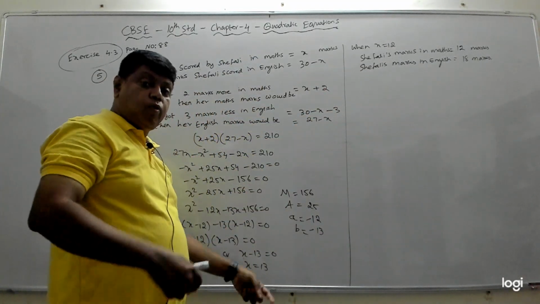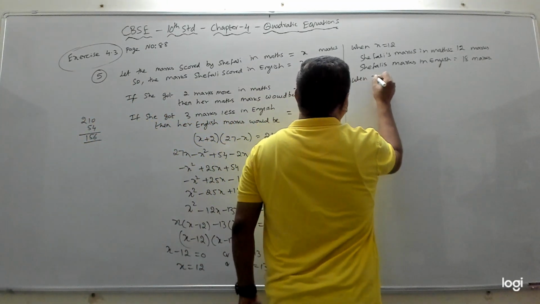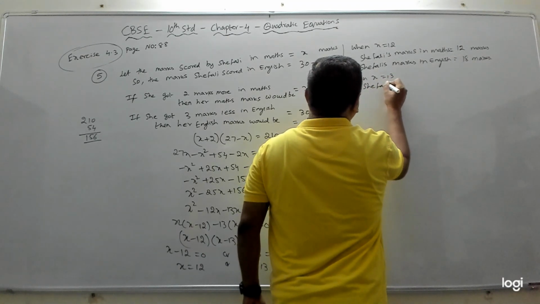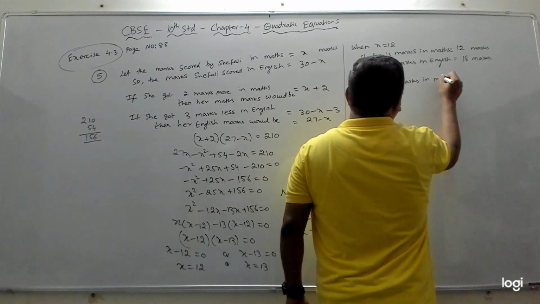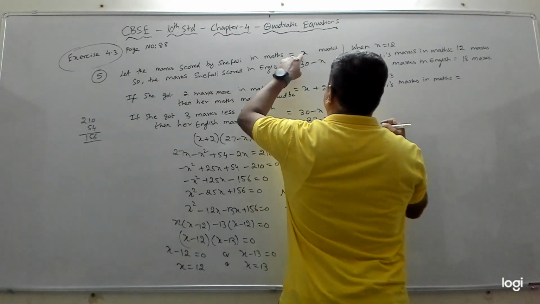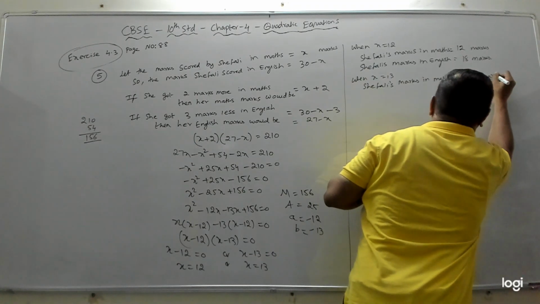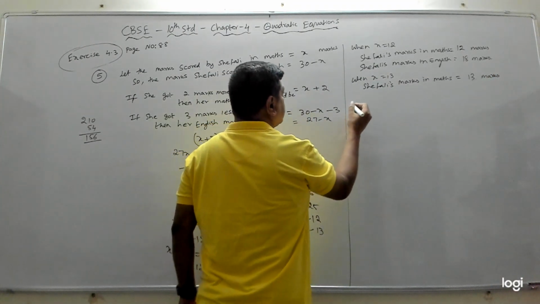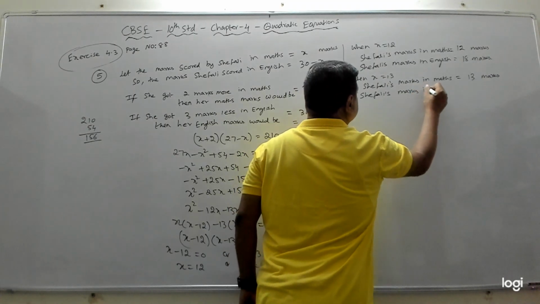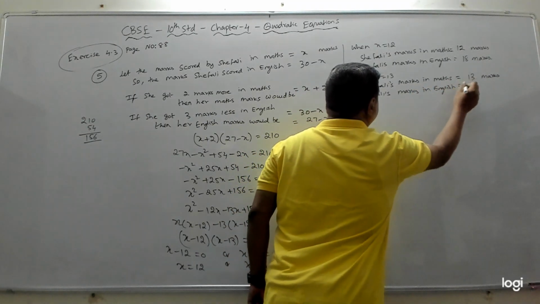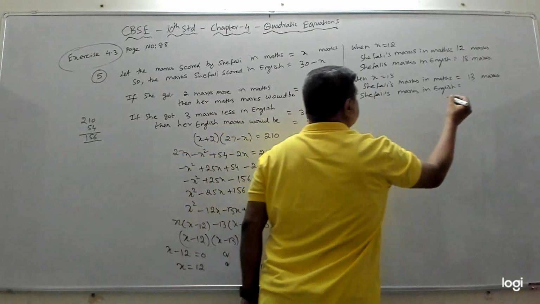Now we should consider when x is 13, what happens? We should take this case also. So when x is 13, Shifali's marks in mathematics is how much? x, and x is 13. So she has got 13 marks in maths. And her score in English will be 30 minus x, and x is 13, which is 30 minus 13, 17 marks.